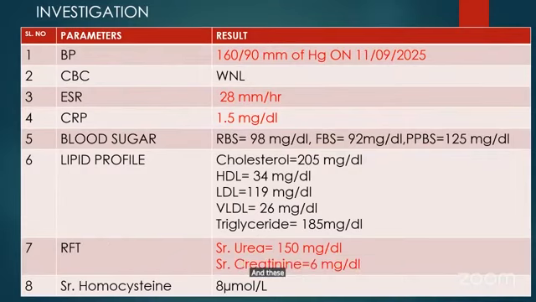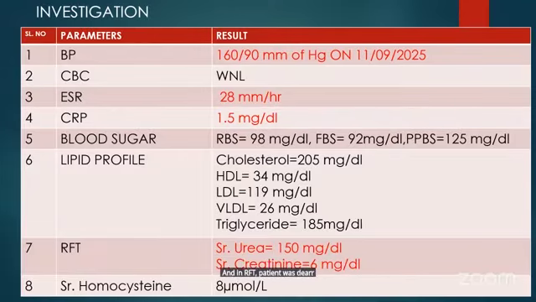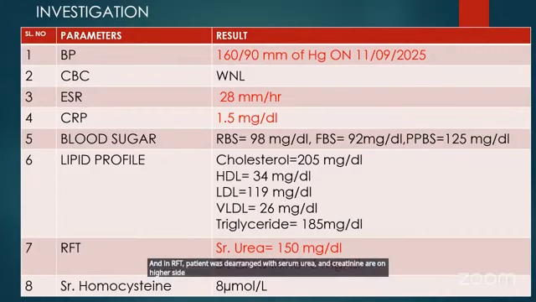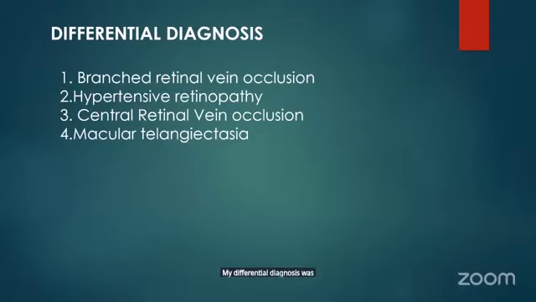And these are the investigations which are done, and all are within normal except BP was on higher side when patient came on 11/9/2025, 160/90. And in RFT, patient was deranged. Serum urea was on higher side, 150, and serum creatinine 6 mg per dl. My differential diagnosis was branch retinal vein occlusion, hypertensive retinopathy, central retinal vein occlusion, and macular telangiectasia.